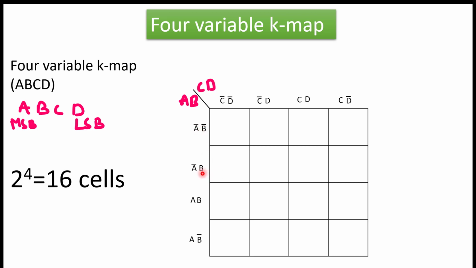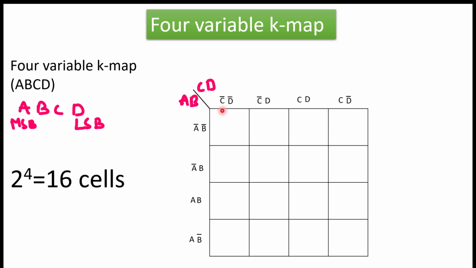As I said previously, each cell will differ by at least one bit, which should be complementary. Here A bar is common, B bar is complementary to B. In this case, your A bar is getting complemented here. In this case, your B is complementary to B bar. That means at each cell, you can see one bit is changing. Similarly, this side, C bar D bar, then C bar D, CD, and CD bar. So this is how I'm naming each cell.